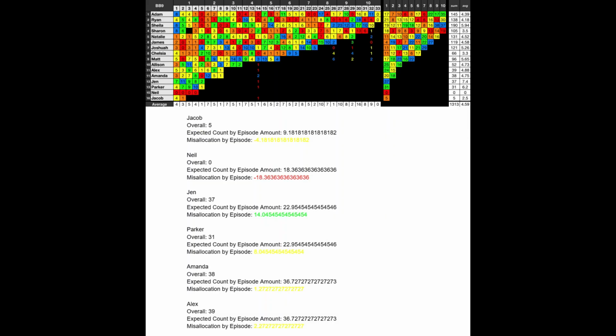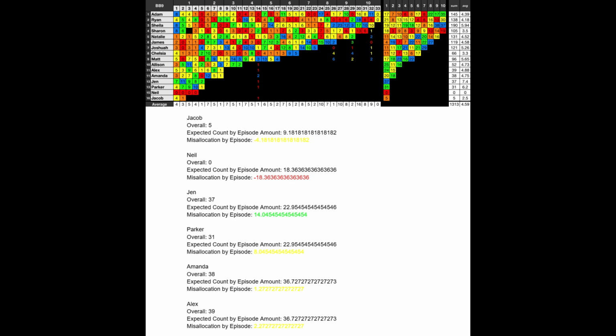So Jacob has an overall confessional count of 5, and his expected count by episode amount is 9, causing him to have a negative 4 misallocation, but that's in the perfect range when it comes to a balanced edit. Neil is the only person in Big Brother history to have no confessional counts, and the expected count by episode amount for him is 18.36. So obviously we would have negative 18.36 due to the fact of him having none. So, very bad.